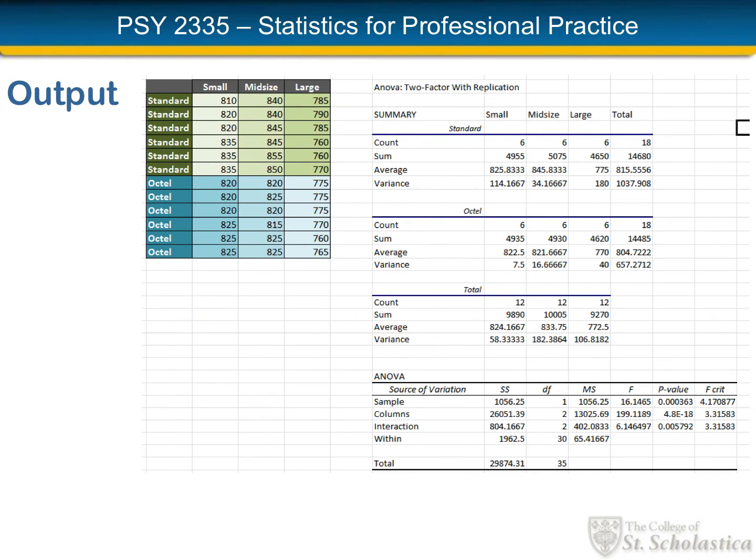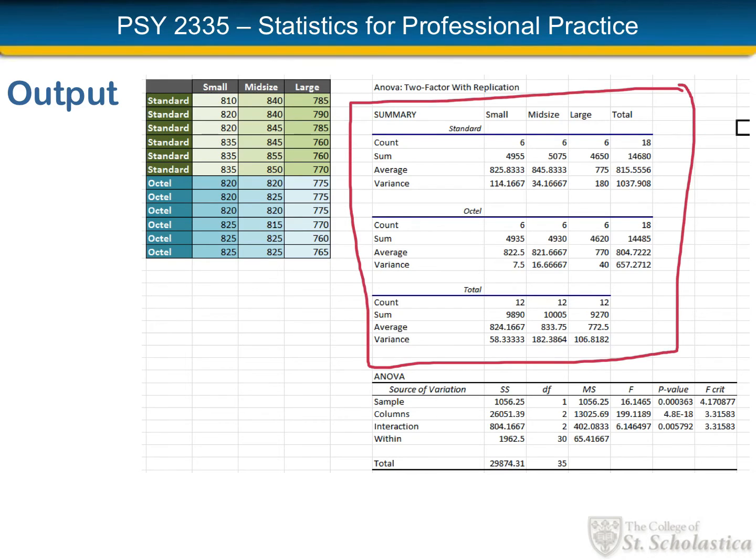As soon as I click on the OK button, I get quite a bit of output, and at first it might seem kind of daunting. The thing to recognize is that it really breaks down into two components. The part at the top that says Summary is really a set of descriptive statistics about my data set, and then the part at the bottom that's labeled ANOVA is my actual analysis of variance table. And we'll look at each of these components separately in some of the upcoming slides.